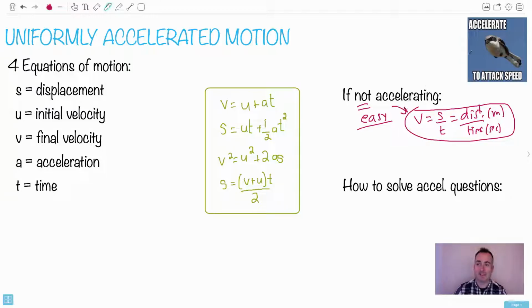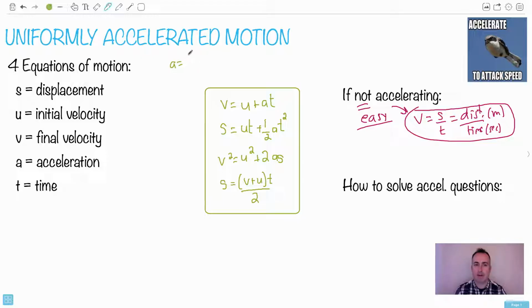I love this picture here, accelerate to attack speed. So there are 4 equations of motion. You really need to know these ones right here. You don't have to know them by heart because they're on your data booklet, but you do need to know how to use them. There's one extra one that's really important, I think, as well, so I'm going to actually put it down here. It's sort of a general definition of acceleration.